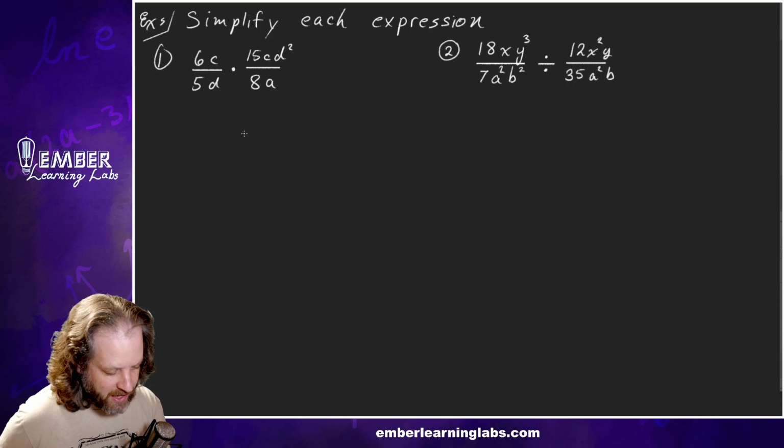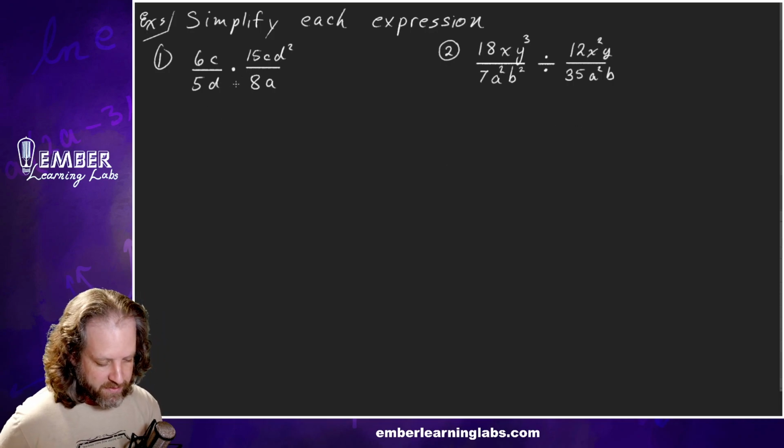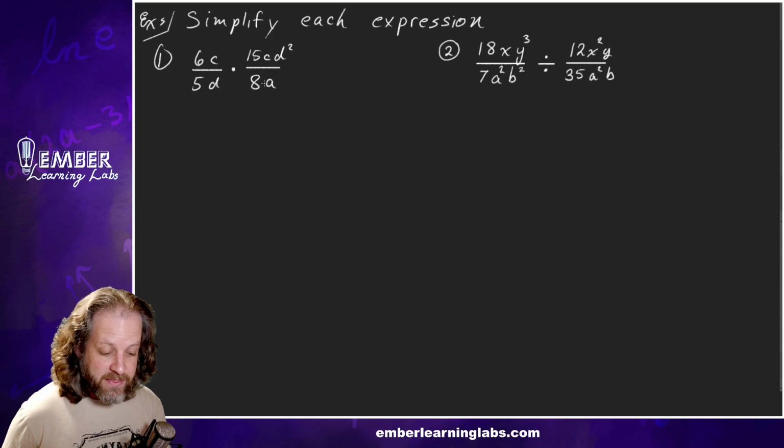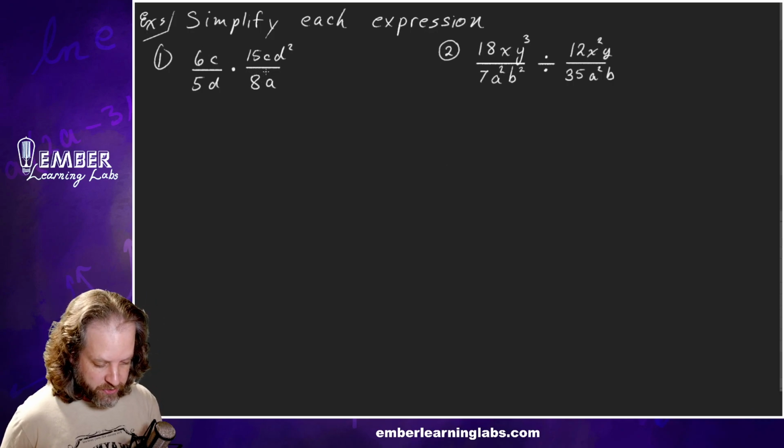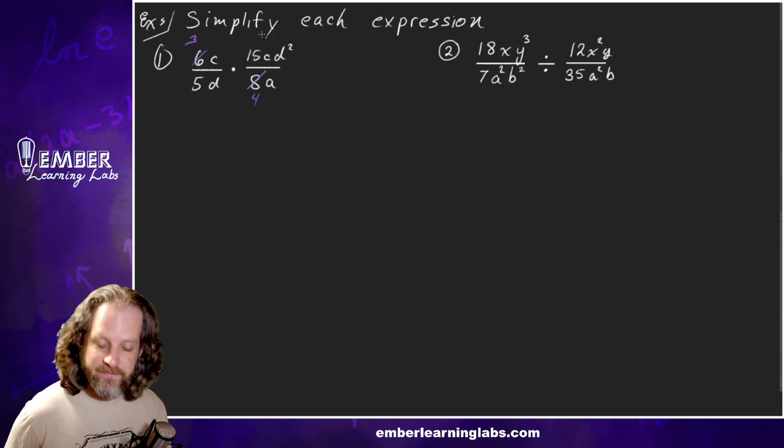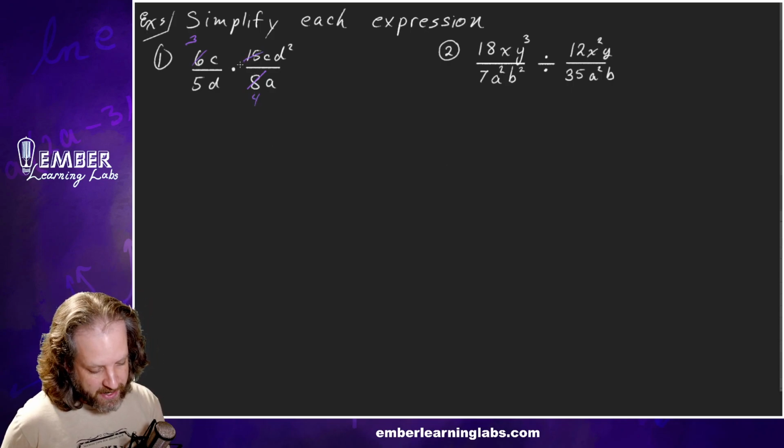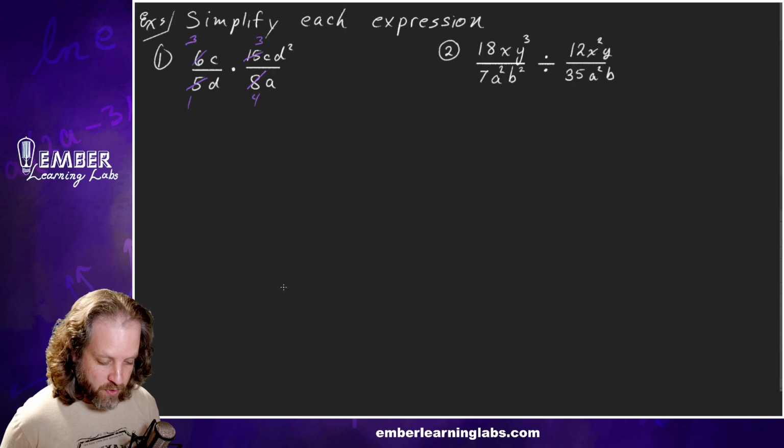So up here, let's see what we've got. Can we do any reducing? Well, we can reduce this 6 and this 8 by 2. 6 divided by 2 is 3. 8 divided by 2 is 4. What about the 15 and the 5? We can reduce those by 5. So 15 divided by 5 is 3. 5 divided by 5 is 1.